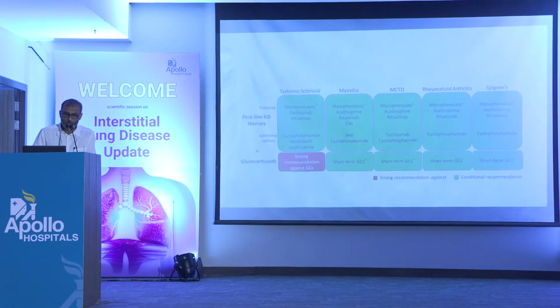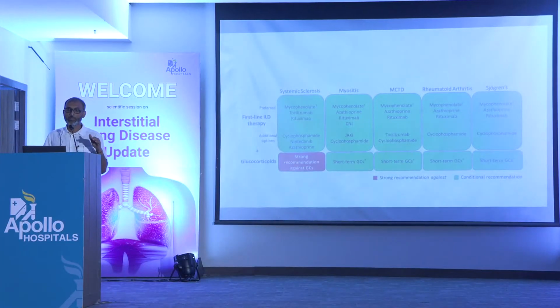So now coming to the flow chart. First line therapy for all patients of CTD and ILD is basically mycophenolate. Then, in patients with systemic sclerosis, tocilizumab is used, and rituximab again is used in all patients with CTD. The additional options for treatment are cyclophosphamide and azathioprine. Sometimes JAK inhibitors can also be used, and calcineurin inhibitors can also be used.